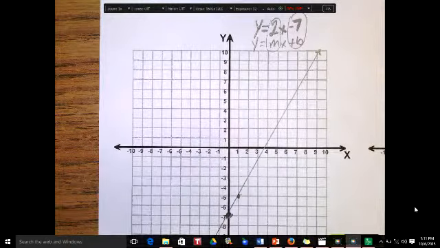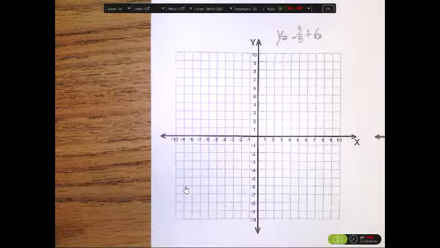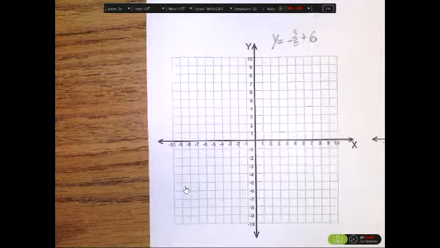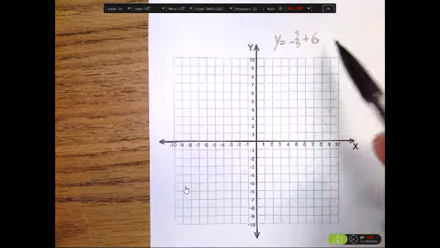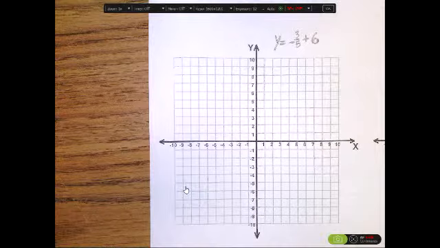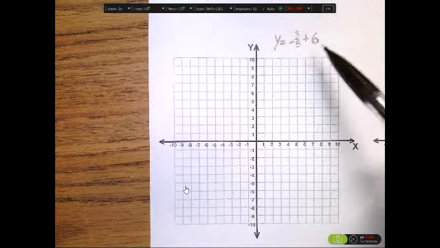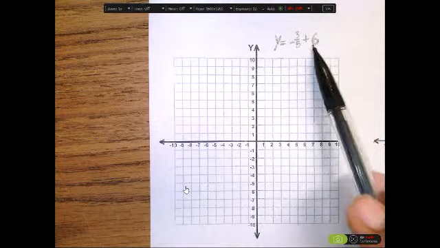Let's try one more, and then we can call it a day. All righty, let's try one more. All right, great. Here we go. Let's go ahead and graph this equation now. y equals -3/5 x plus 6. We know that our slope is going to be -3 over 5, and our y-intercept is going to be 6. Step number 1, mark that y-intercept.